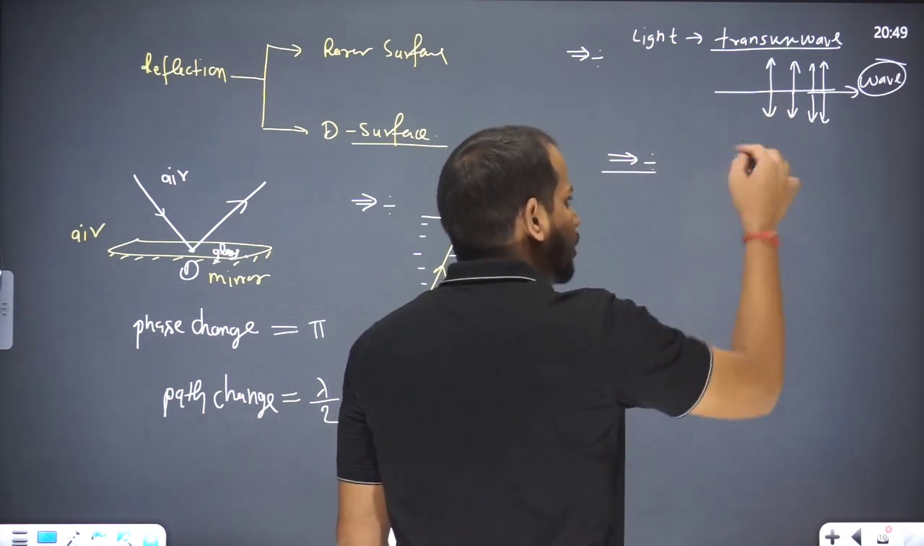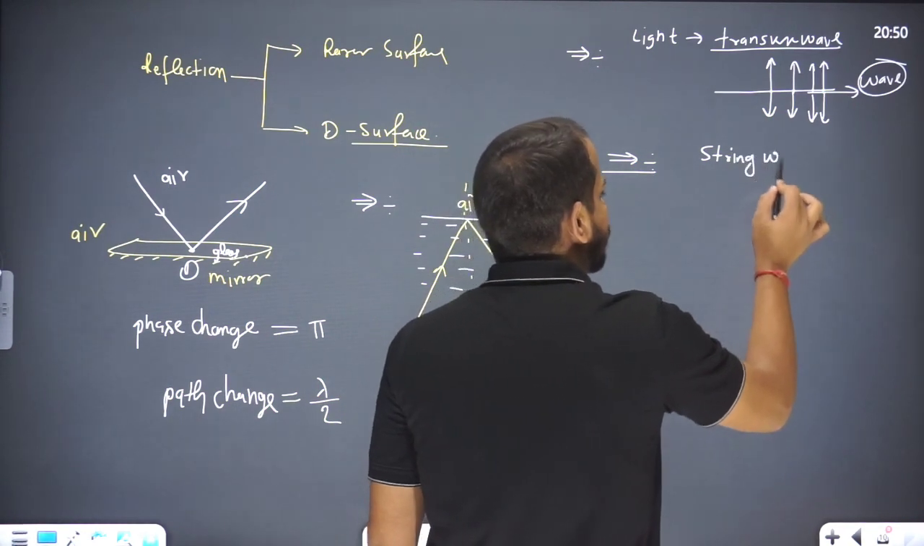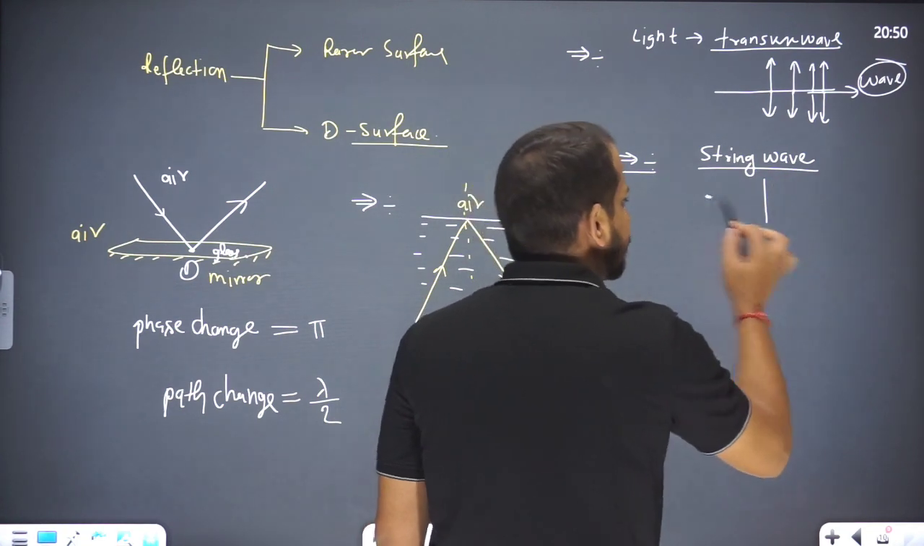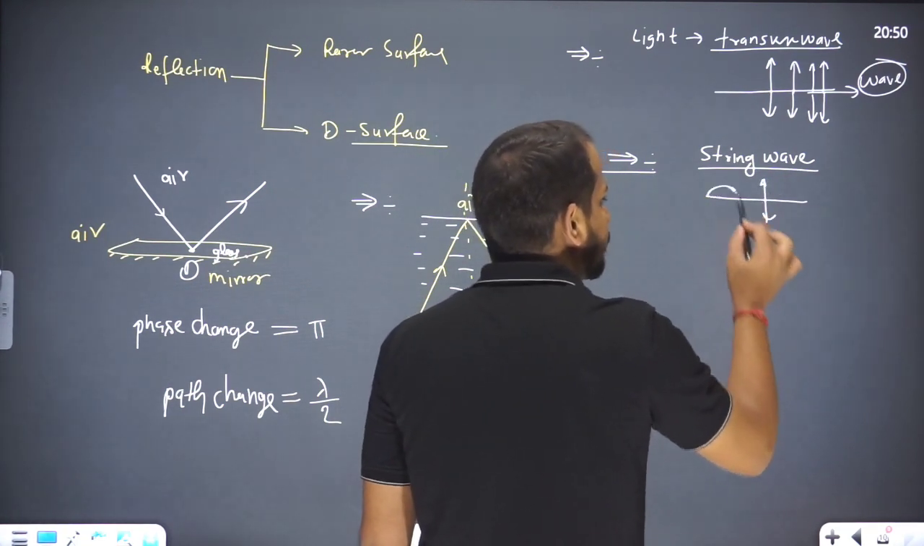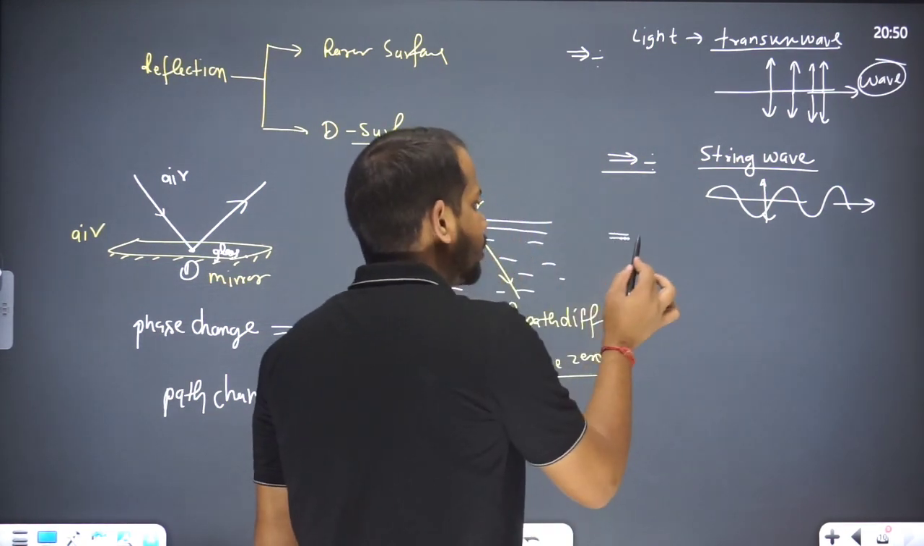For understanding, we are just taking the string wave, because a string wave is also a transverse wave. So let's assume a string wave. You know how the string wave moves, right? This is the string wave. So let's try to understand this reflection. Okay.